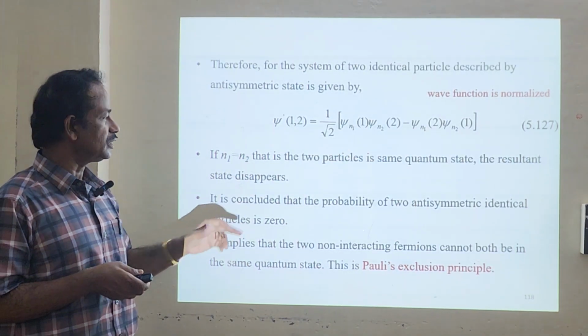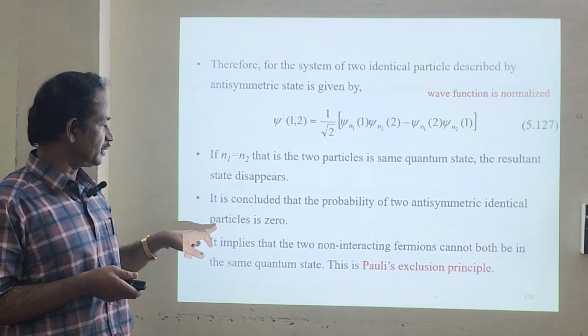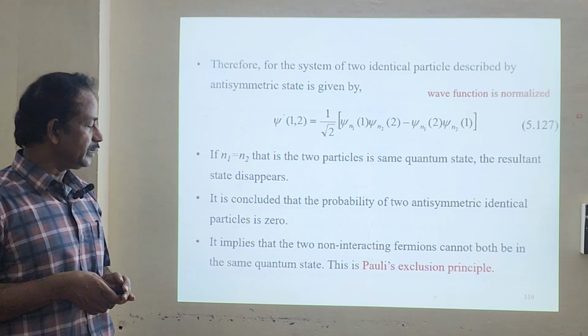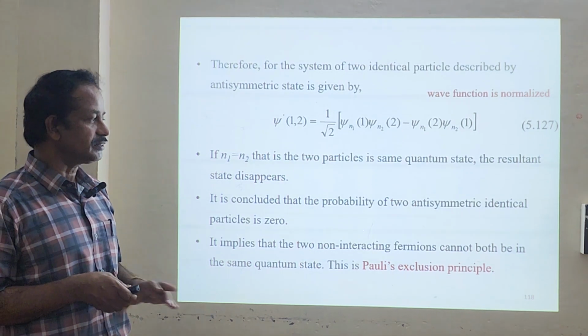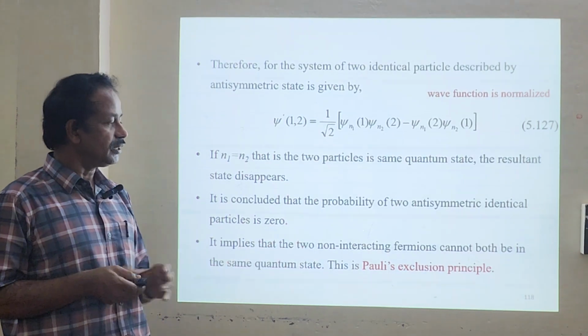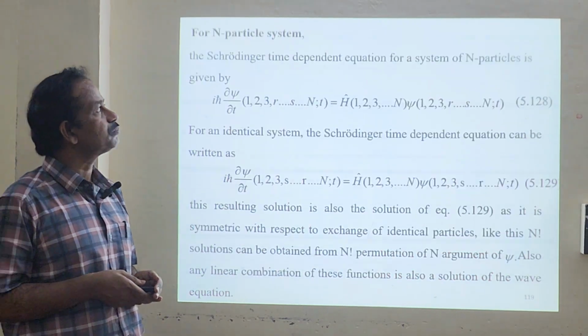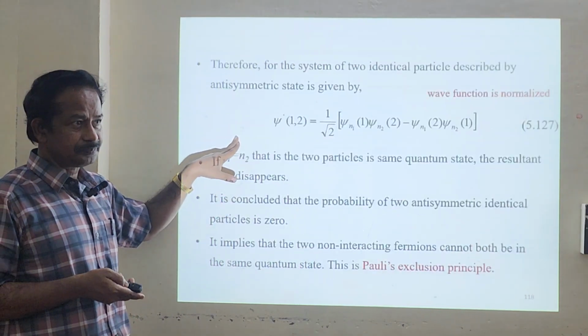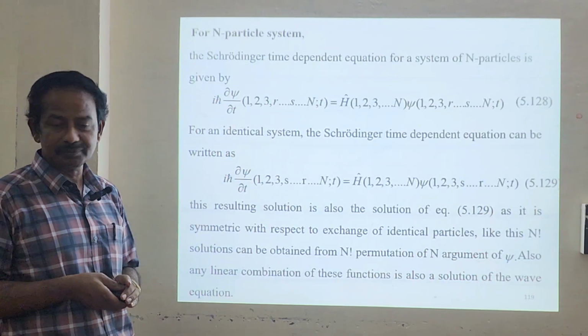Okay. It is concluded that the probability of two antisymmetric identical particles in the same state is 0. It implies that two non-interacting fermions cannot both be in the same quantum state, and this is Pauli's exclusion principle. Suppose we go for n particles. So this is for the two-particle system. We go for the n-particle system.